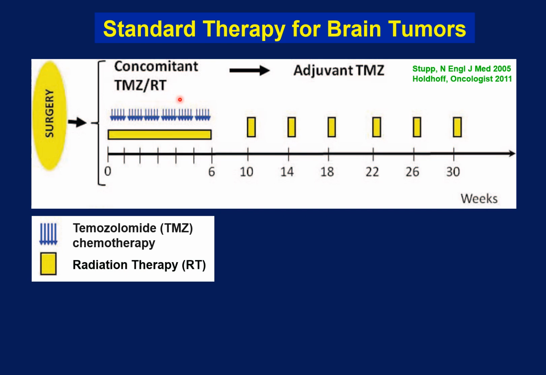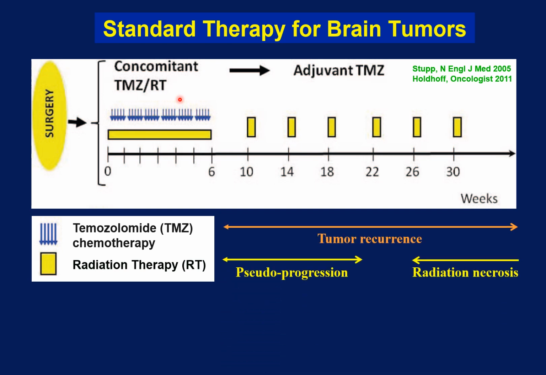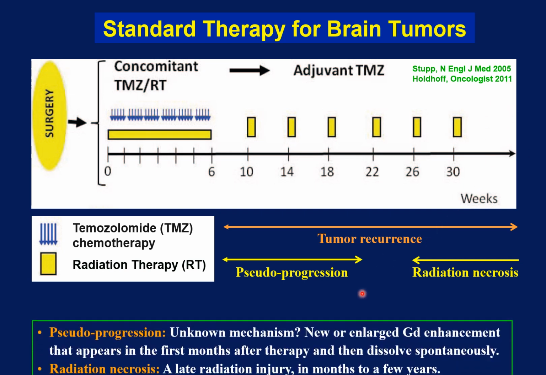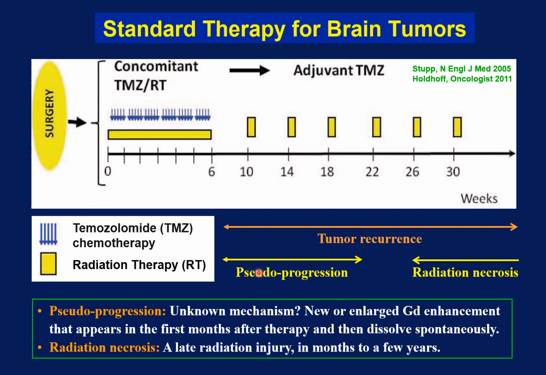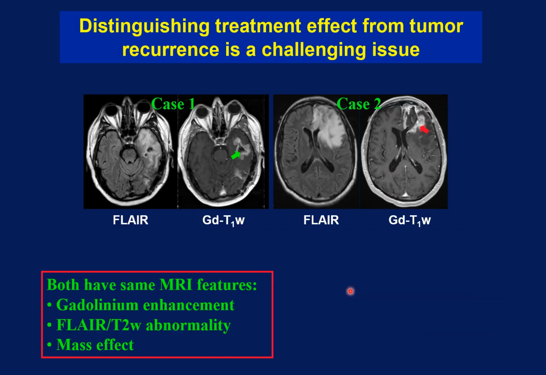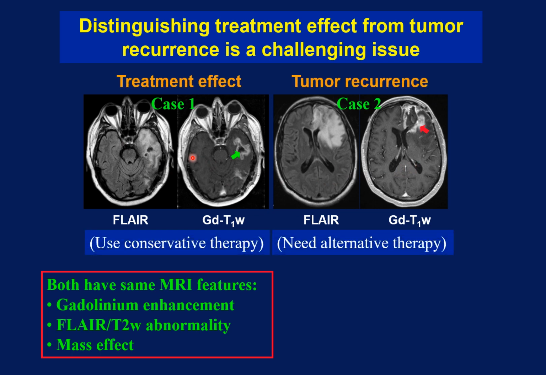The problem is tumor recurrence, which can happen anytime after treatment. At the same time, the patient might have treatment failure. The early time is called pseudoprogression, and the later time is called radionecrosis. So in the clinic, how to separate tumor recurrence from treatment effect is very challenging. Case 1, case 2: treatment failure, tumor recurrence.